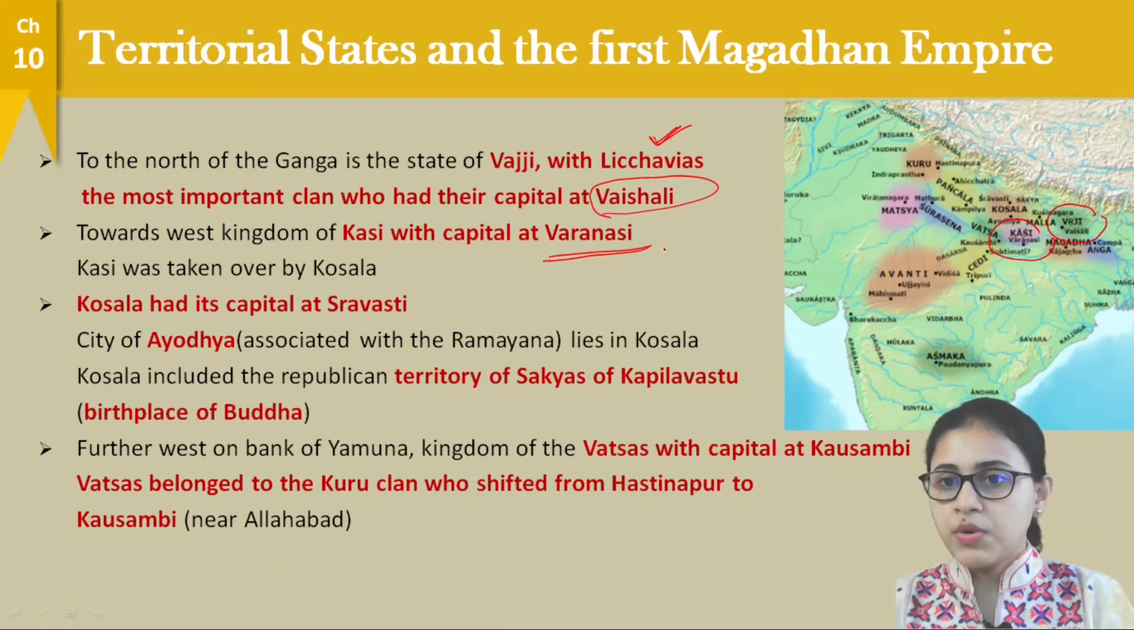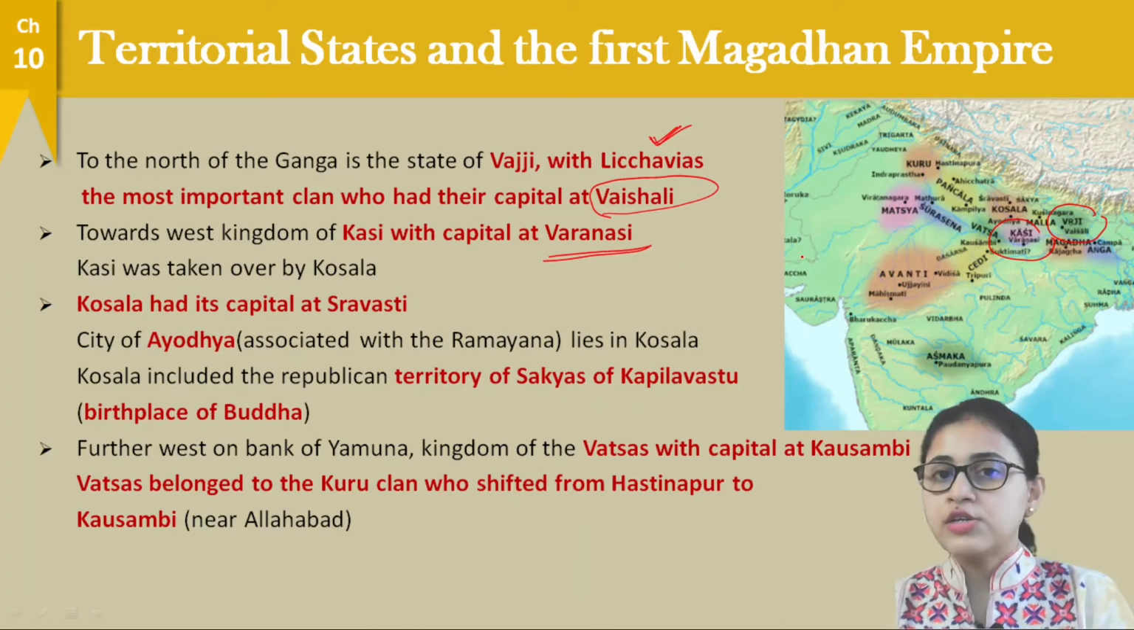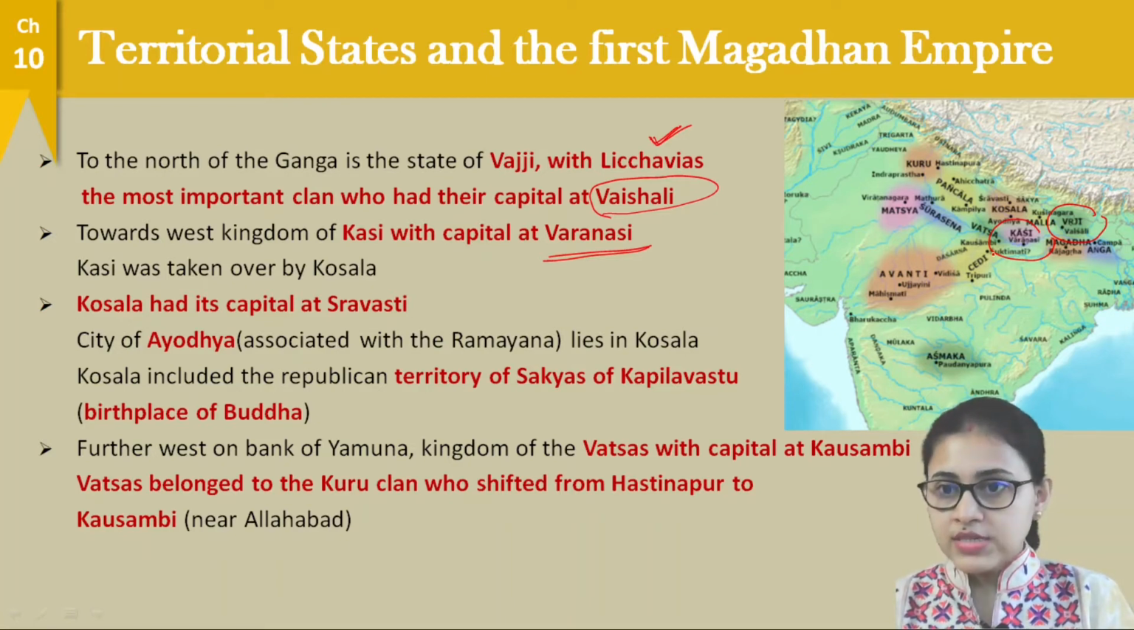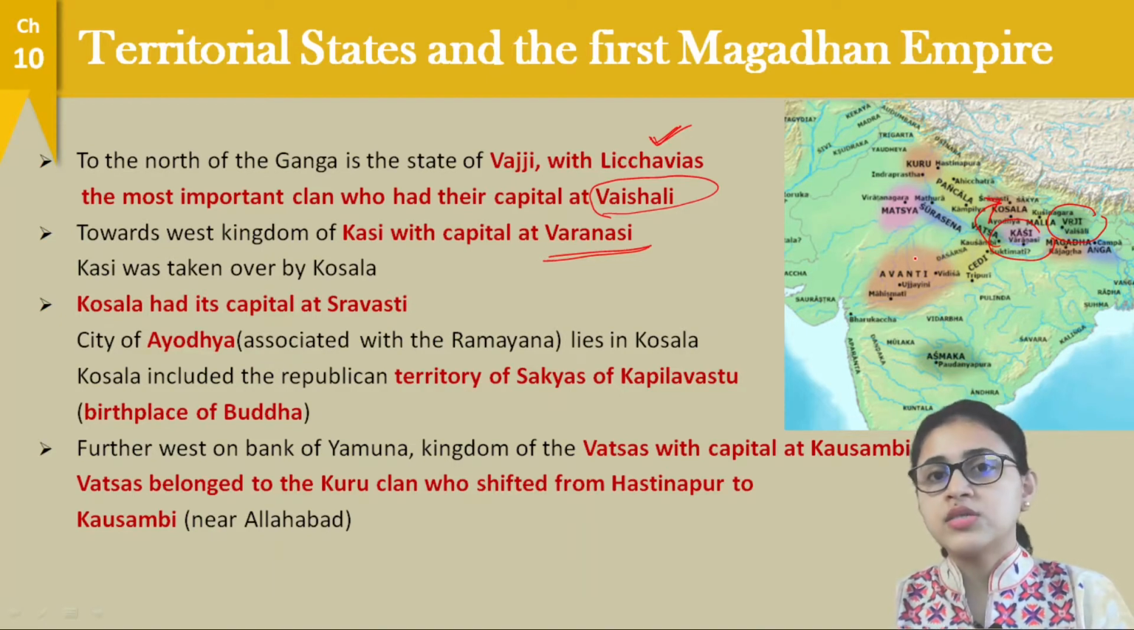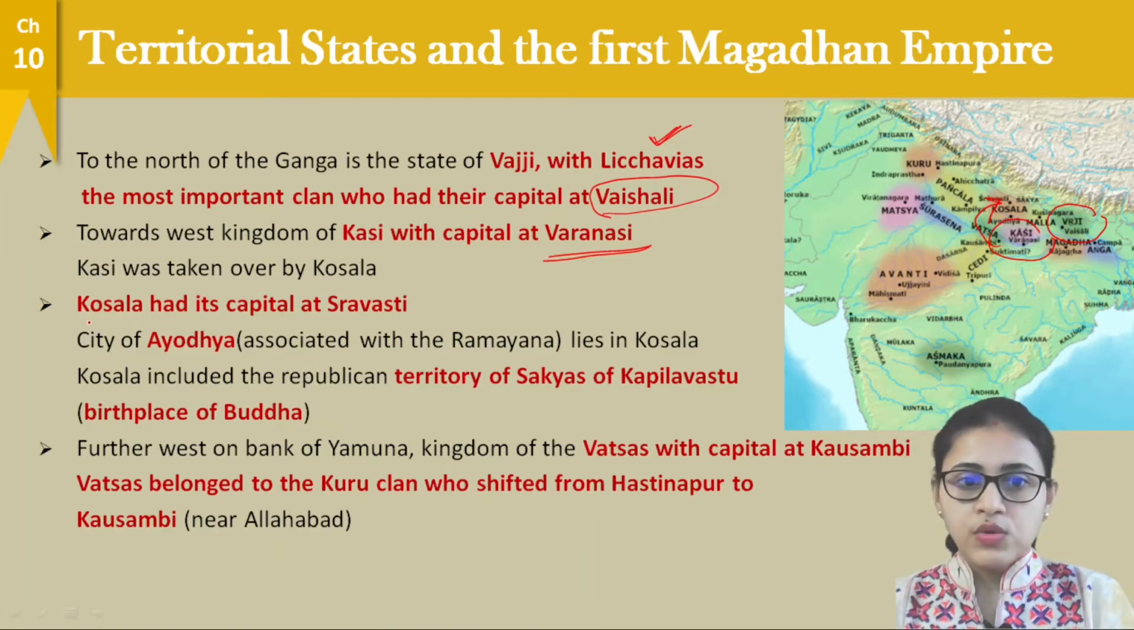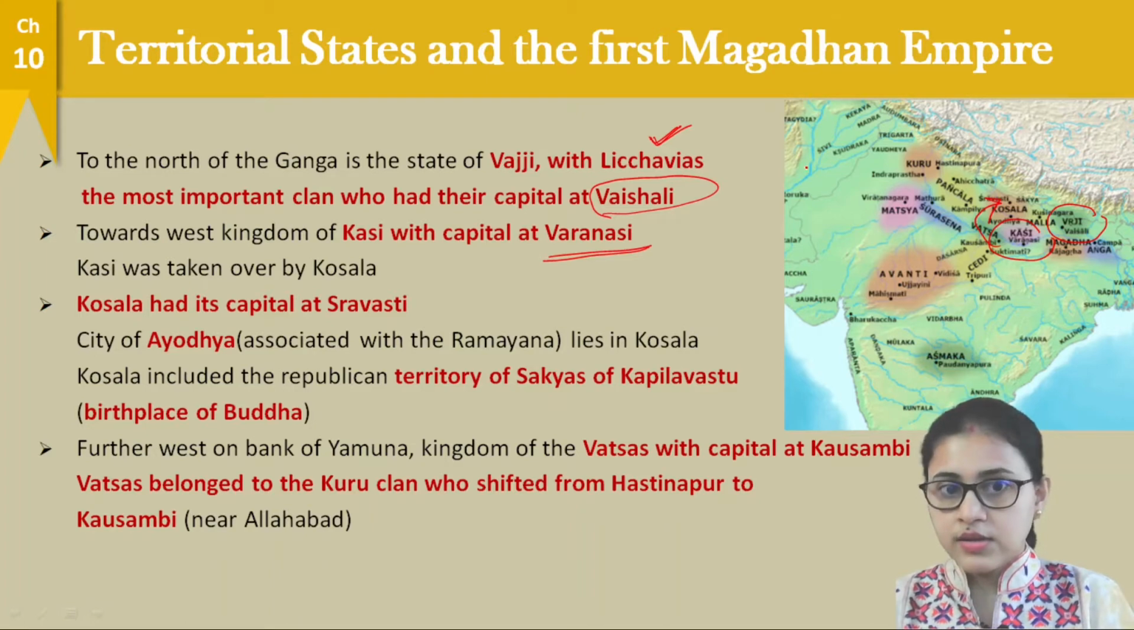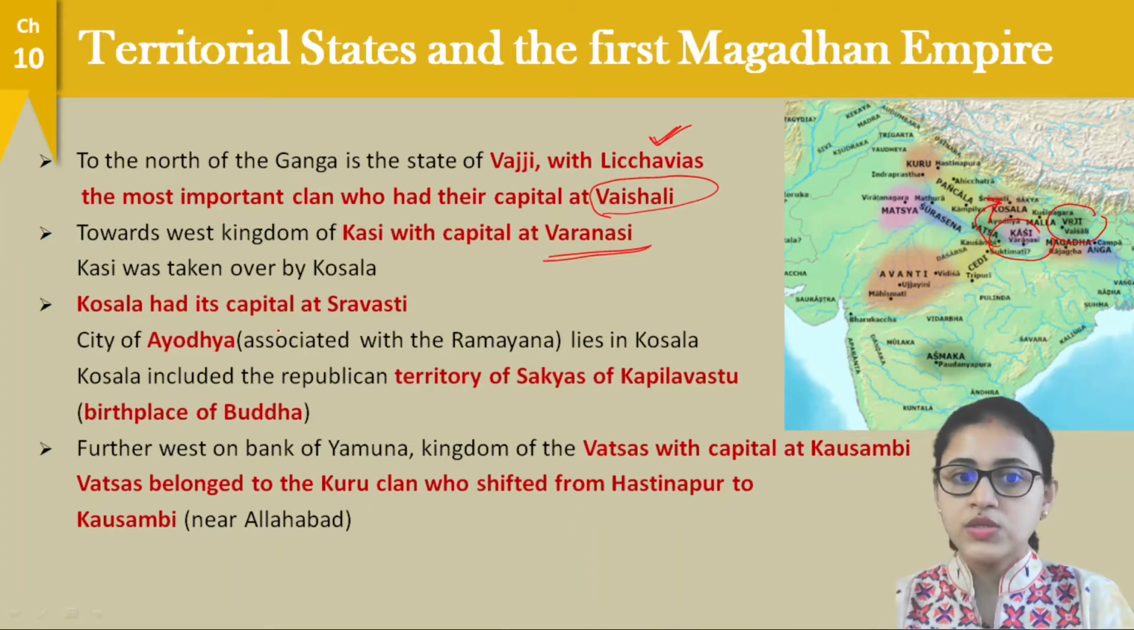When we talk about the different important kingdoms, try to remember the capitals of these kingdoms. These are again important from the exam point of view. Kasi was later taken over by Kosala. So in this way, different invasions kept on going, and different kingdoms were annexed by some other neighboring kingdoms, right? Kosala took over Kasi actually. Kosala had its capital at Shravasti.